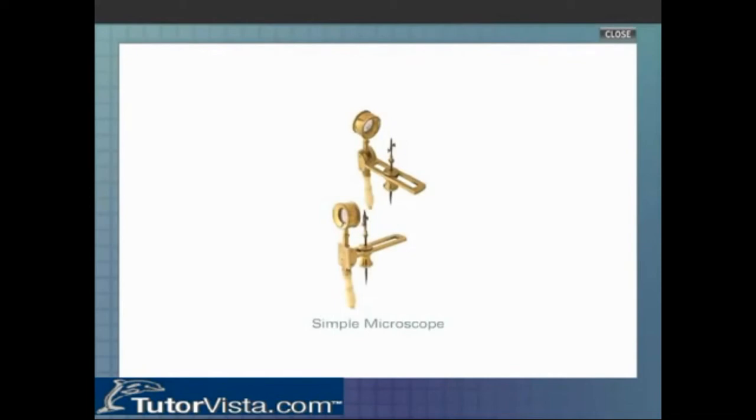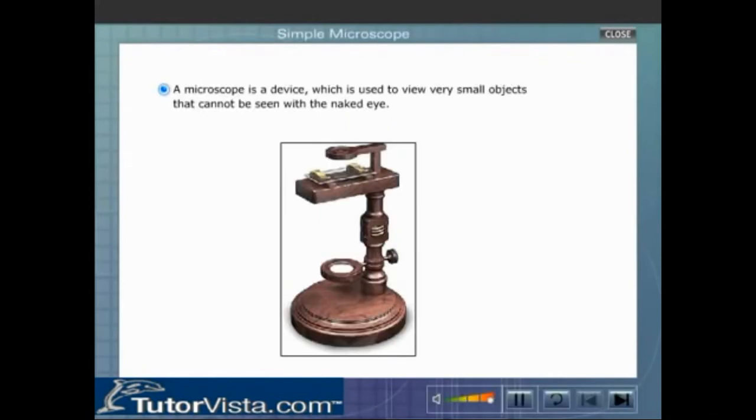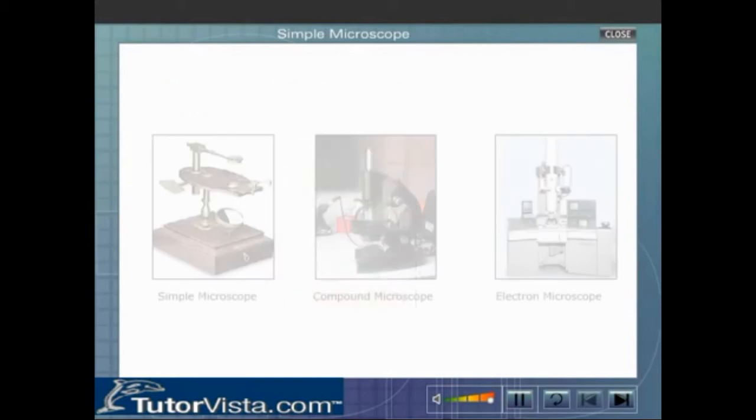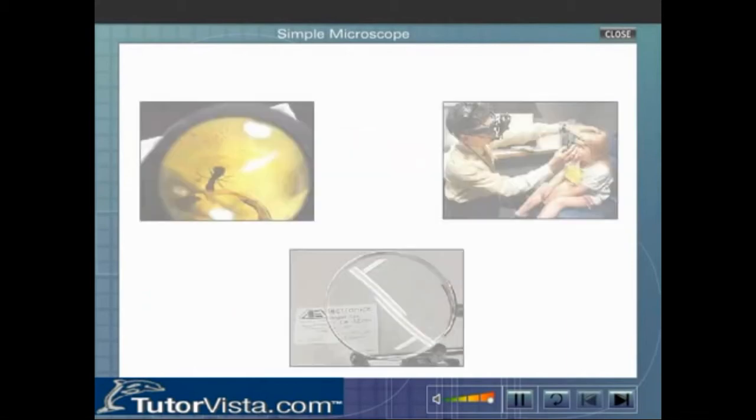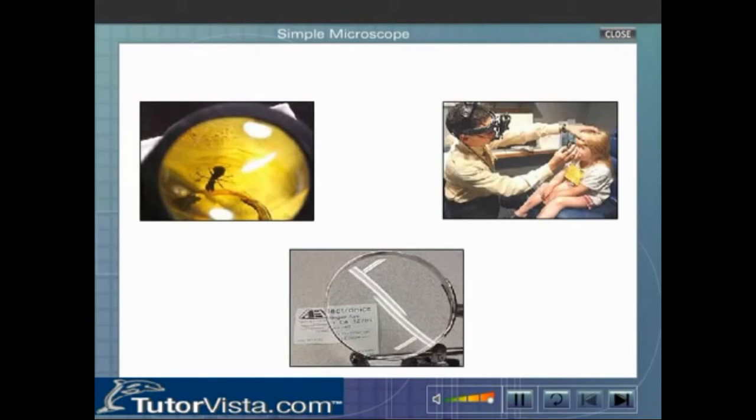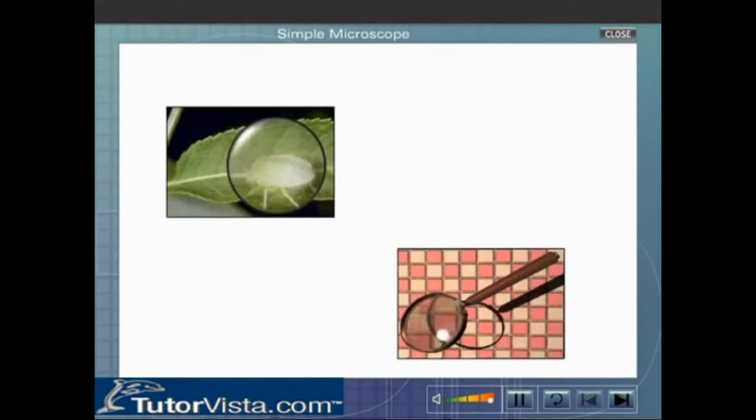Simple microscope. A microscope is a device which is used to view very small objects that cannot be seen with the naked eye. There are many types of microscopes, such as simple microscope, compound microscope, electron microscope, etc. A simple microscope uses the principle of a magnifying lens or reading glass. A simple microscope consists of a convex lens of short focal length mounted on a plastic or metal holder, as shown here.